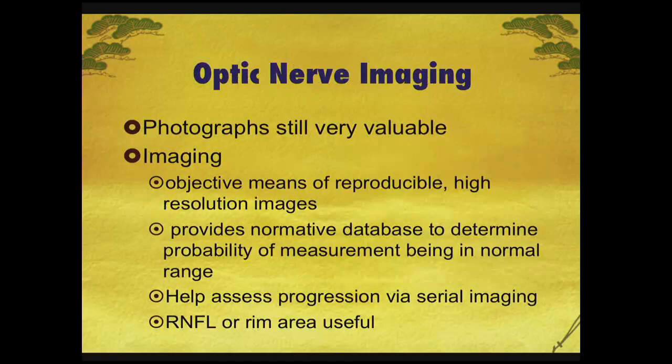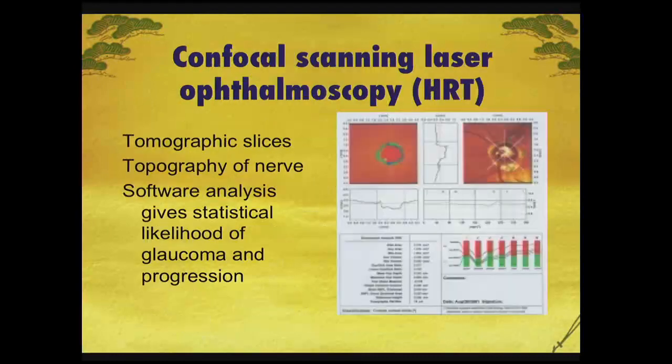Optic nerve imaging: the BCSC likes to emphasize that photographs are still very valuable, but obviously imaging is as well, because it provides an objective means of reproducible high-resolution images. It also provides a database of normals to compare against. And then probably the biggest benefit of it is that you can actually assess progression using serial analysis.